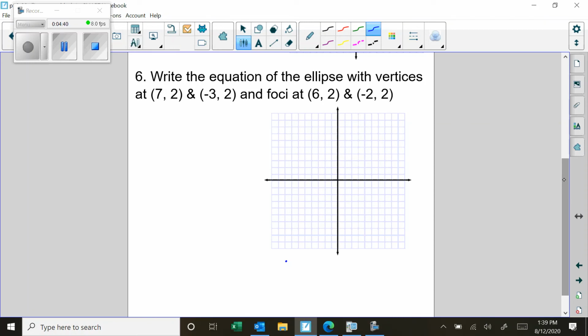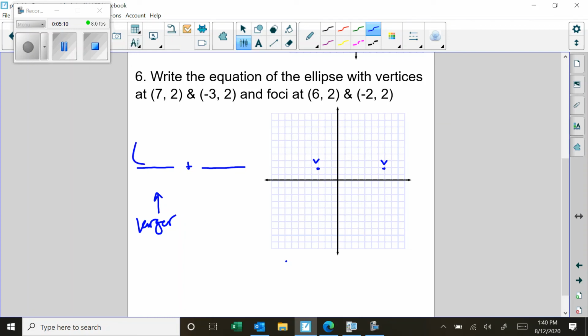We get to plot these values, and it's going to help that you label them. So 7, 2. 1, 2, 3, 4, 5, 6, 7, 1, 2. That was a vertex. We got negative 3, 2, 1, 2, 3, up 2. That is also a vertex. Now, if they are vertices, what that tells you is that this value right here is going to be the larger value.